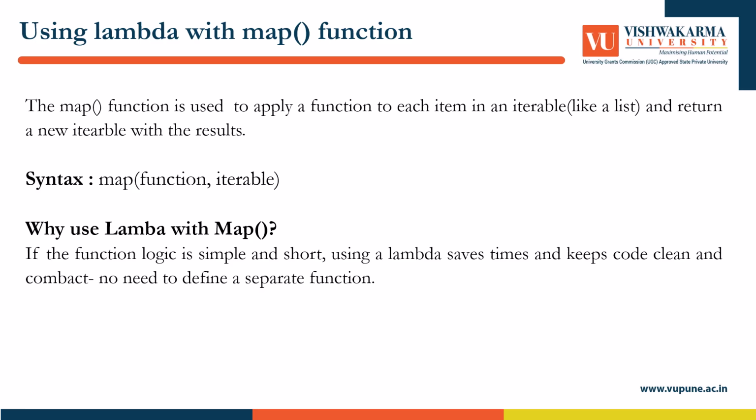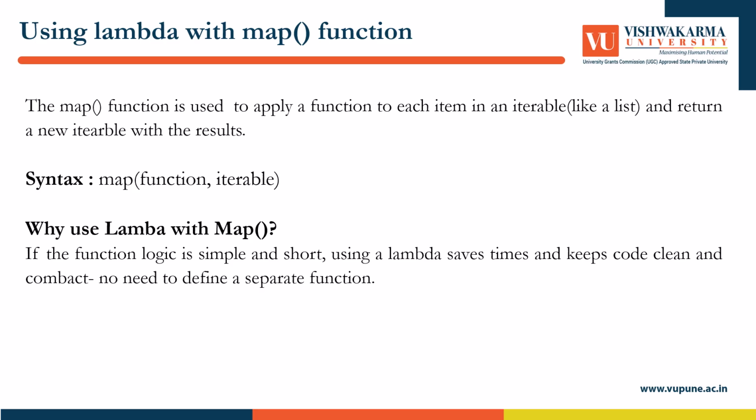Next is using lambda with map function. The map function is used to apply a function to each item in the iterable. It is similar to the filter function, but it acts on each element of the sequence and perhaps changes the element. This function performs a specified operation on all the elements of the sequence, and the modified elements are returned, which can be stored in another sequence.